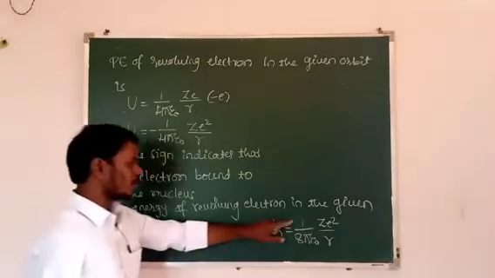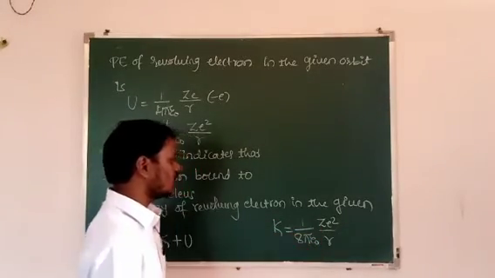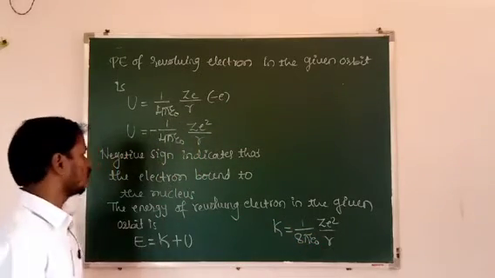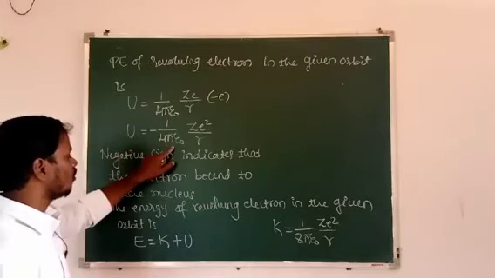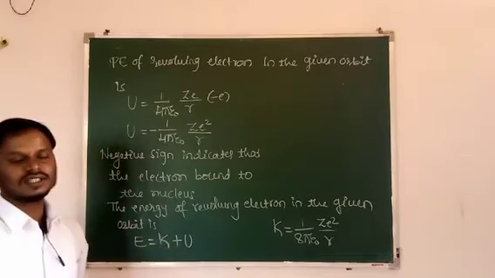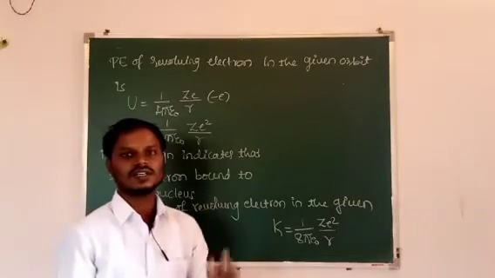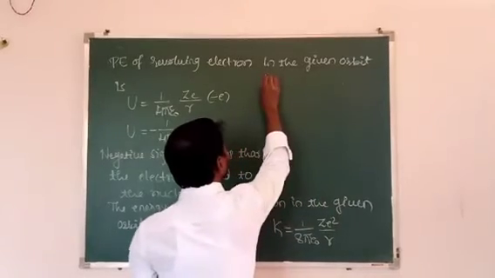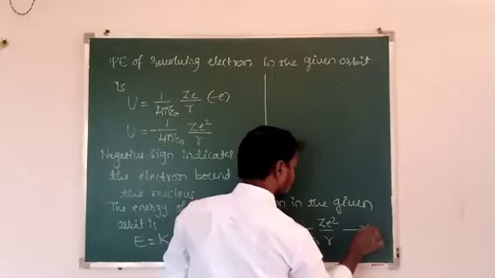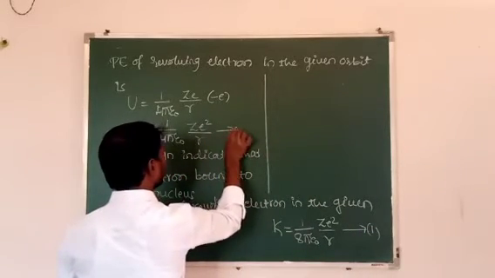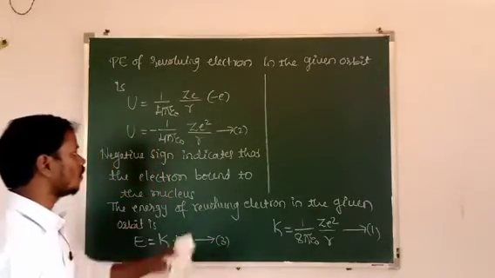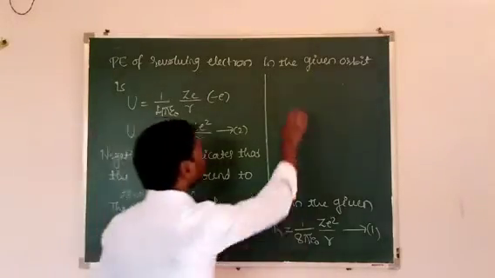Then what is K? 1 by 8 pi epsilon naught Ze square divided by r. But what is U? Minus 1 by 4 pi epsilon naught Ze square divided by r. I will put these two in this equation. Then we will get the energy of the electron in terms of radius. Then I will take it is equation 1, equation 2, and equation 3. Substituting equation 1 and 2 in equation 3.